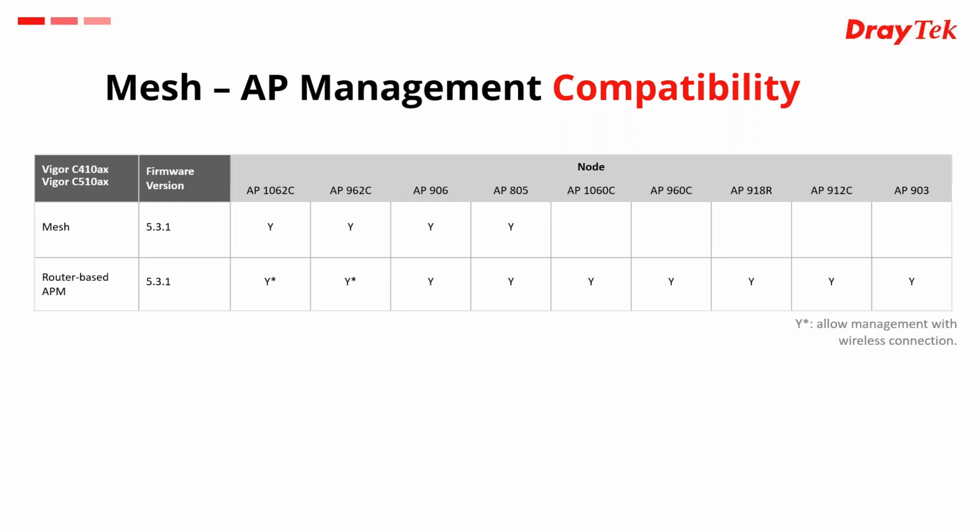Some older models are Wi-Fi 5 devices, and Wi-Fi 6 ones are compatible with slightly older routers. So if you're using the latest technology, please do use compatible devices. However, if you are using router-based AP management, so hardwired access points through a switch or directly to the router, then you can use all of the access points listed here. That includes the AP903, Wi-Fi 5 devices, and so on.